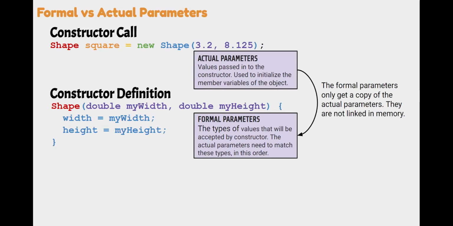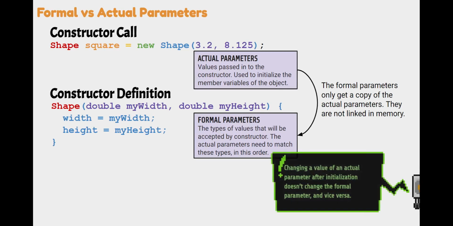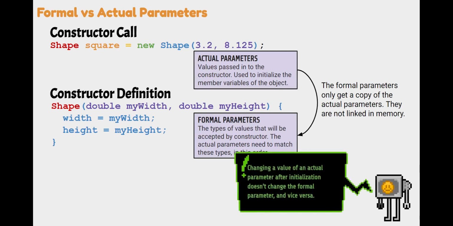Now, when we pass in our actual parameters, the formal parameters only get a copy of the actual parameters. They are not linked in memory. The 3.2 that we are passing in as my width, they are not linked. My width gets a copy of 3.2. So if we change those actual parameters after we initialized our object, it doesn't change the formal parameters and vice versa. There's no link between the actual parameters and the formal parameters.